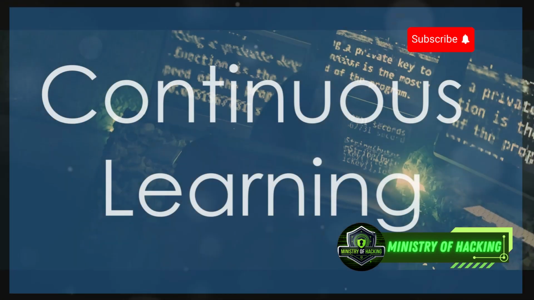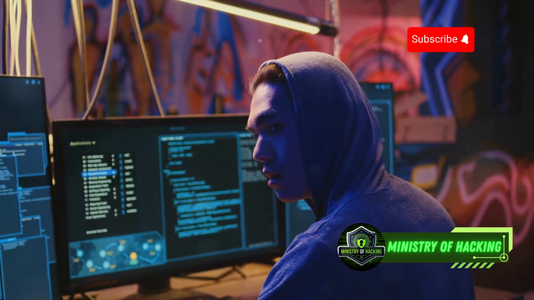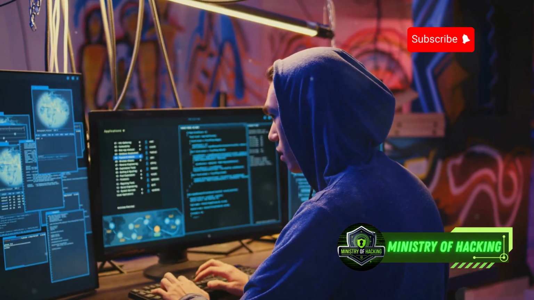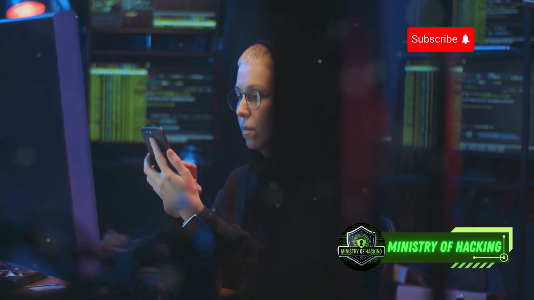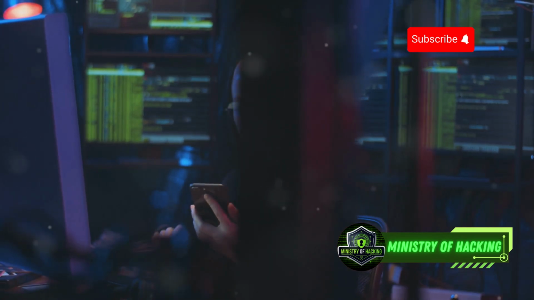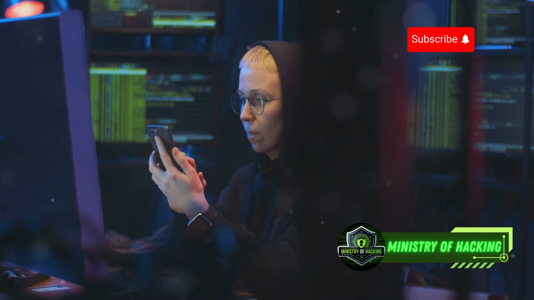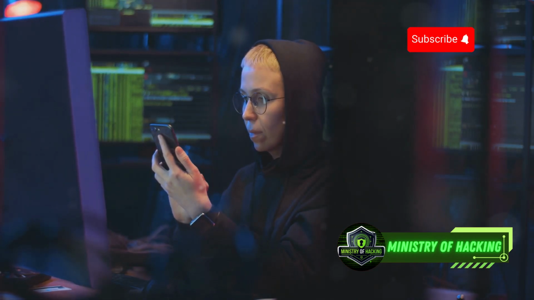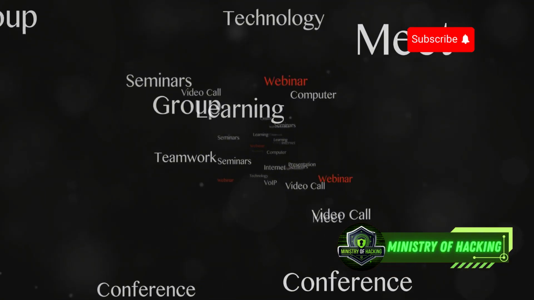The unending journey, continuous learning. The world of cybersecurity is constantly evolving, with new threats emerging every day. As an ethical hacker, you'll be engaged in a continuous cycle of learning, adapting, and honing your skills. Stay updated with the latest security trends, vulnerabilities, and attack vectors. Read industry publications, attend conferences, and participate in online forums to engage with the cybersecurity community.